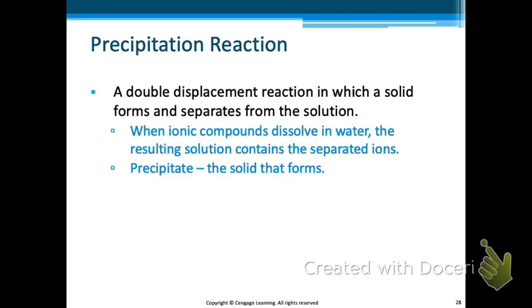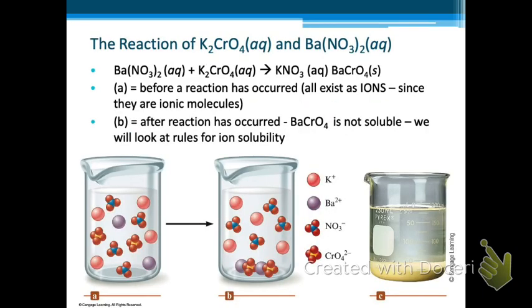So this is what an example of this looks like. We have a reaction of potassium chromate and barium nitrate. This is what they form, potassium nitrate and barium chromate. The reaction on the left, or A, is before the reaction occurred. All of them exist as ions since they're ionic molecules. So barium is separate from nitrate, potassium is separate from chromate, right?